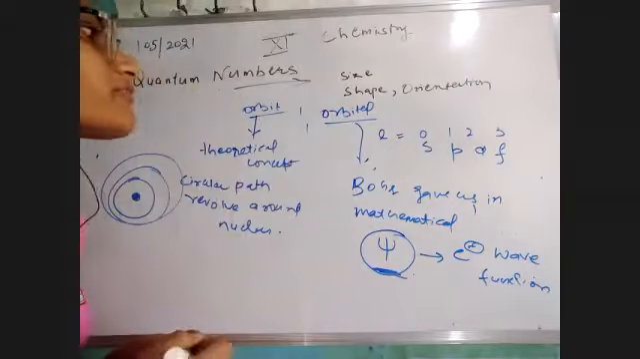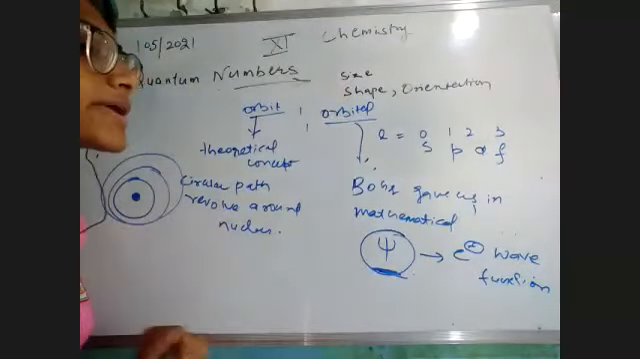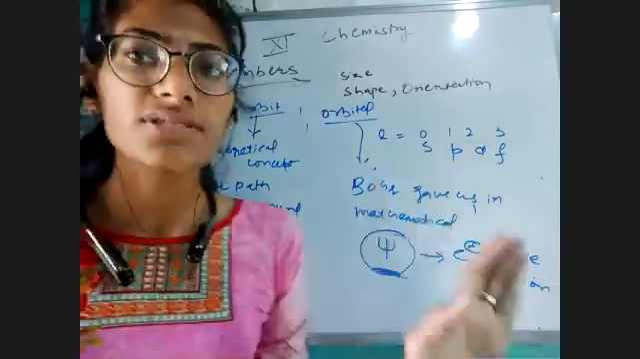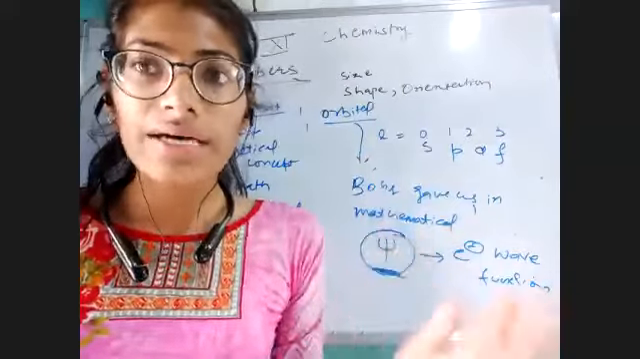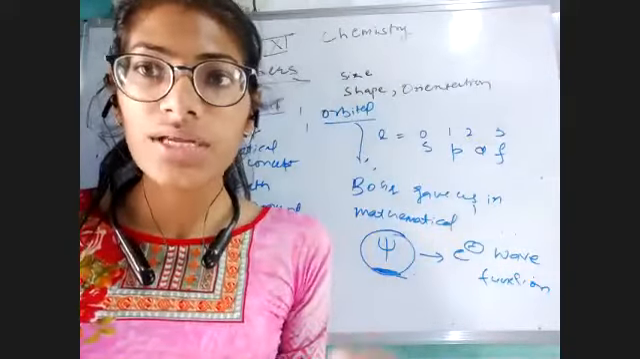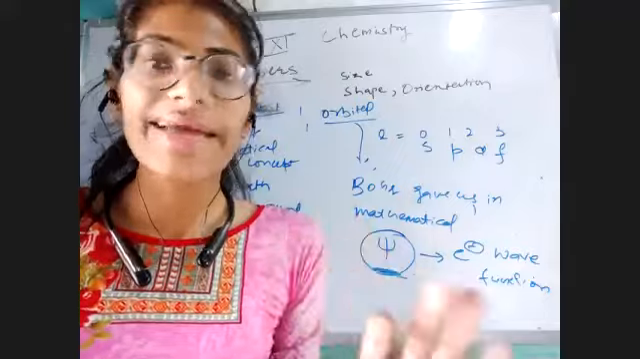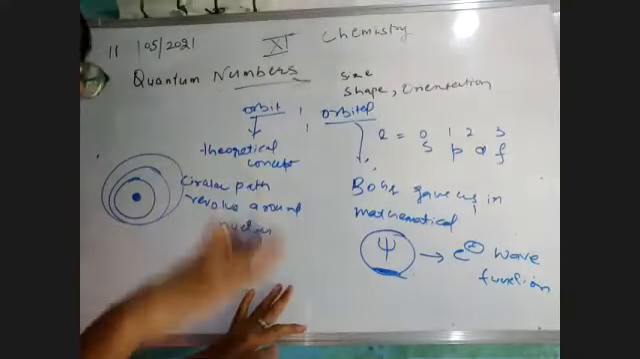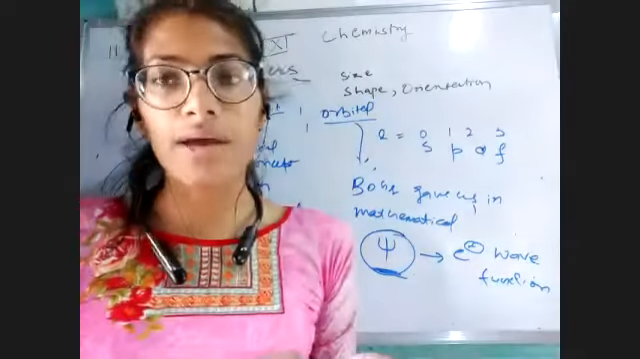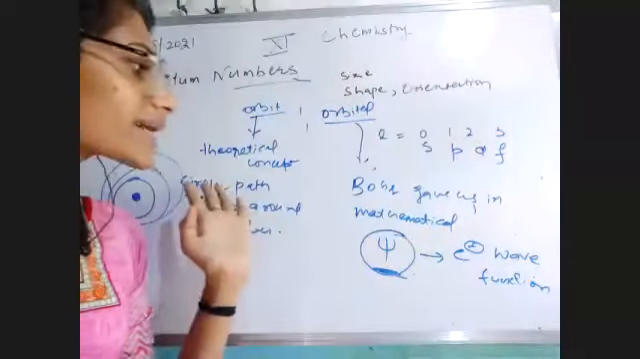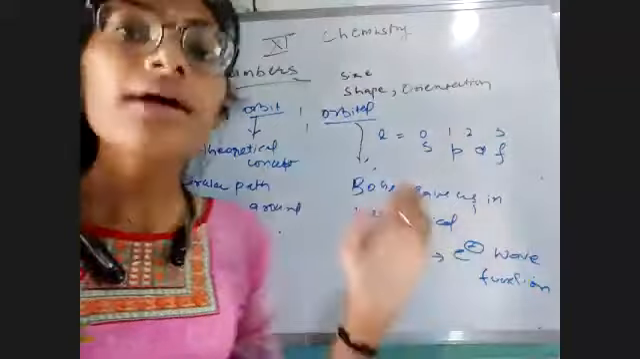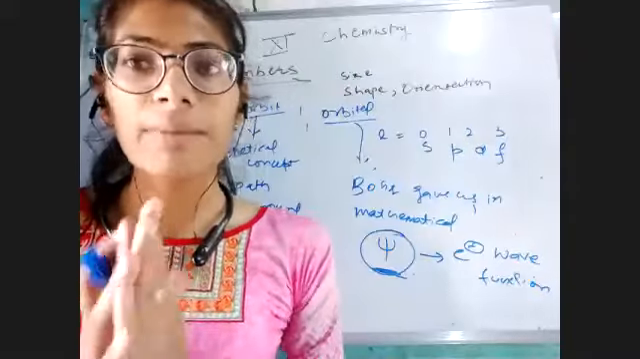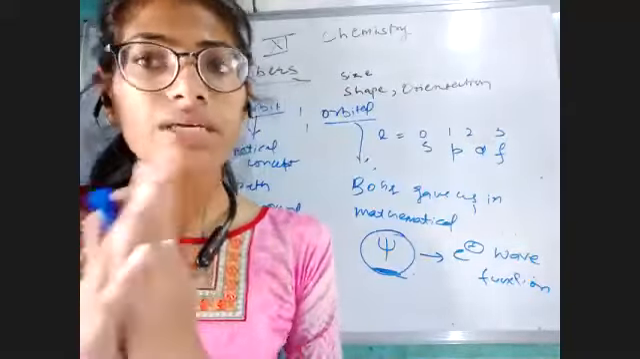Okay, so this is the difference between orbit and orbital. In short, orbital gives us all the mathematical information, the maximum information we can gather. Whereas orbit is nothing, it's just a circular path in which our electrons are moving. This is just a theoretical concept, whereas this is a mathematical concept. This is the biggest difference between orbit and orbital.